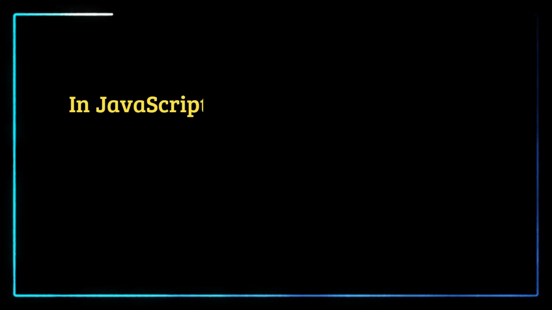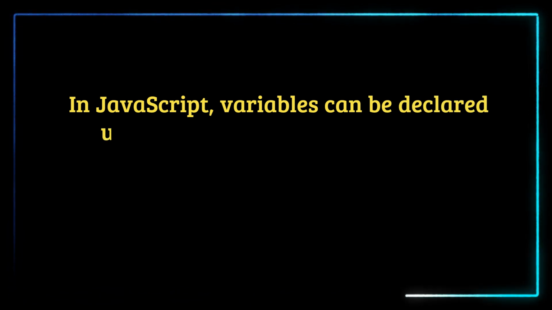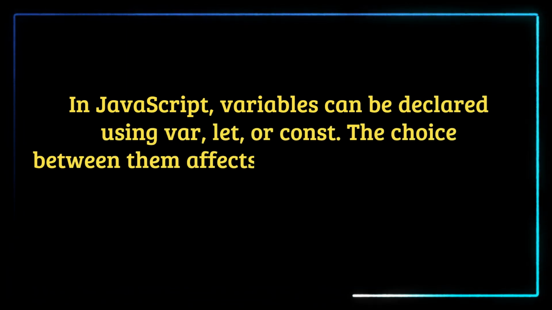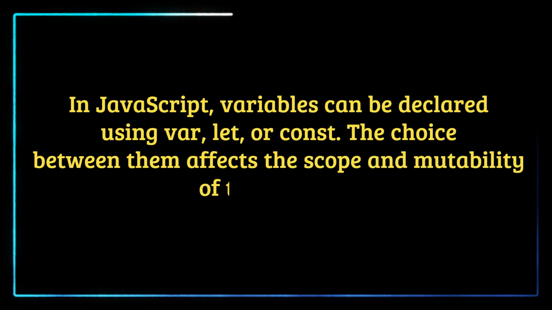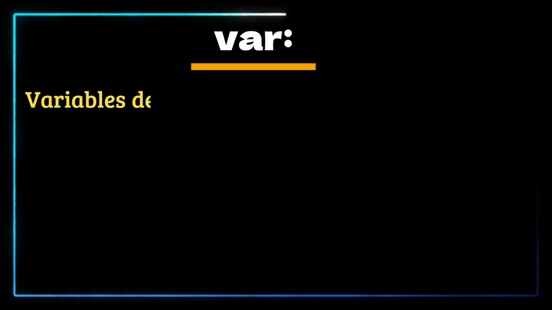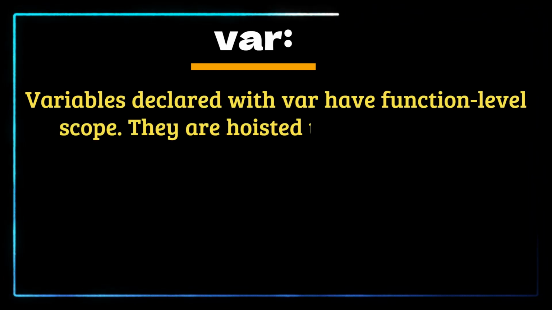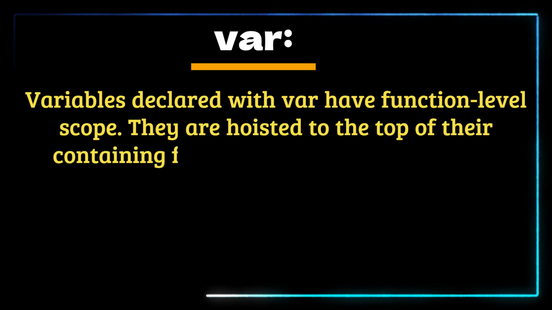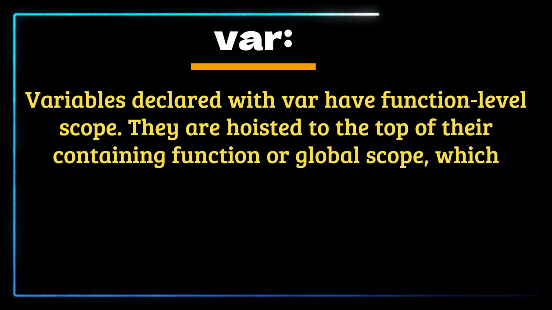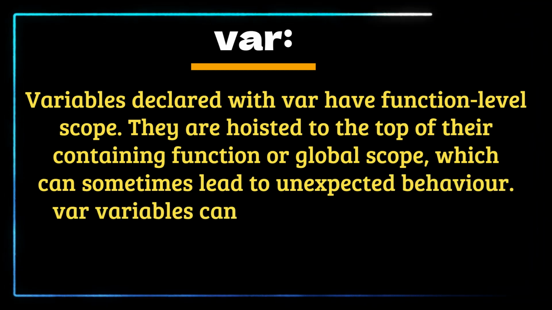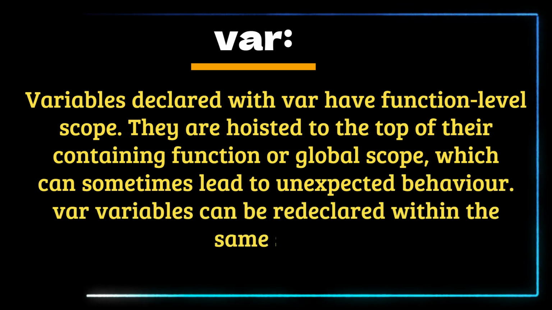In JavaScript, variables can be declared using var, let, or const. The choice between them affects the scope and mutability of the variable. Var. Variables declared with var have function-level scope. They are hoisted to the top of their containing function or global scope, which can sometimes lead to unexpected behavior. Var variables can be redeclared within the same scope.